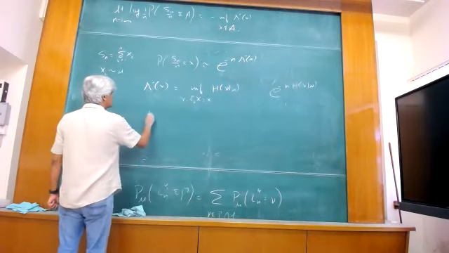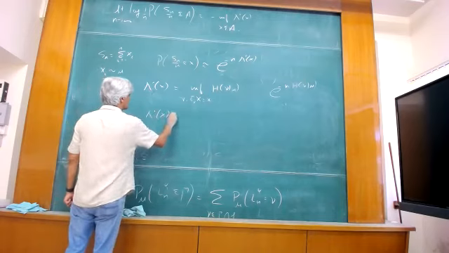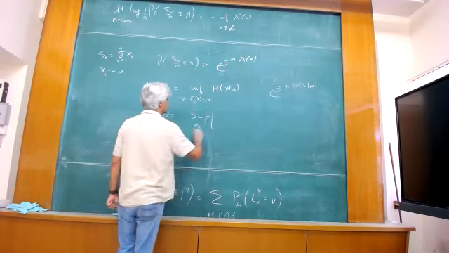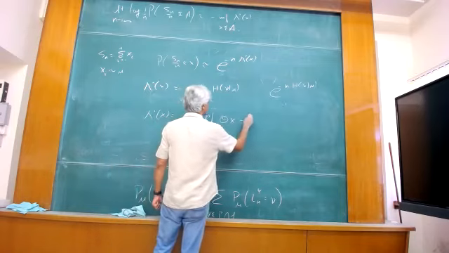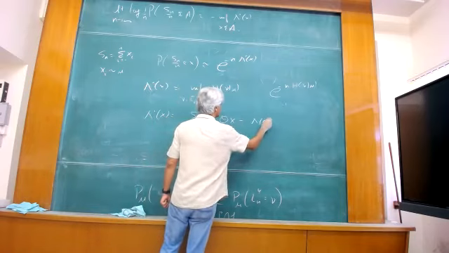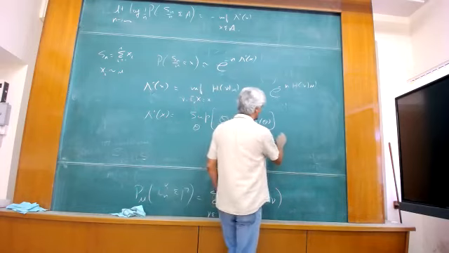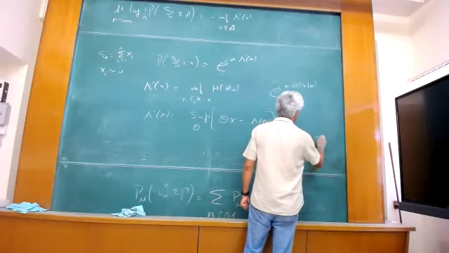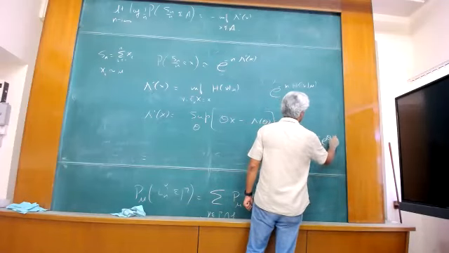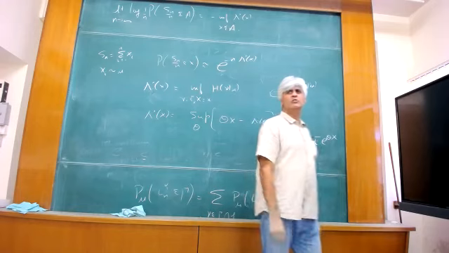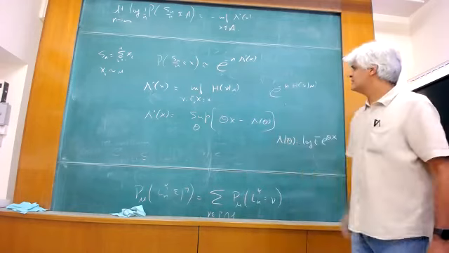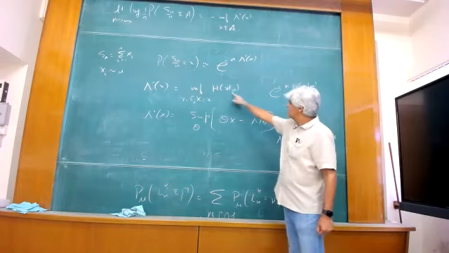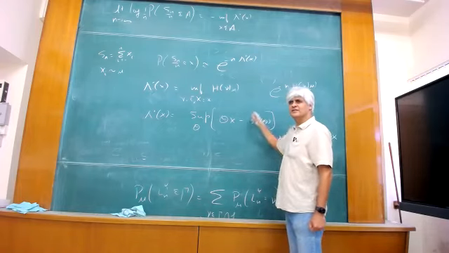So lambda star of x is also equal to the supremum over theta of theta x minus lambda(theta), where lambda(theta) is equal to the log of E e to the power theta X. It's a log moment generating function. And this points to the duality that exists between the Kullback-Leibler distance and log moment generating functions.